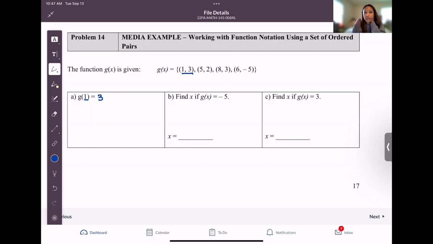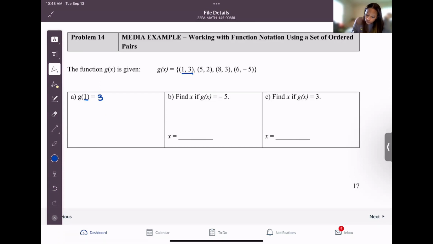Now for part B, notice the difference between part A and parts B and C. In part A, we're given the number in parentheses, so we're given the x, and we have to find the y. For part B, we're told that g of x equals -5, and we have to find the x. So for part B, we're given the output, the y, and now we have to find the x.